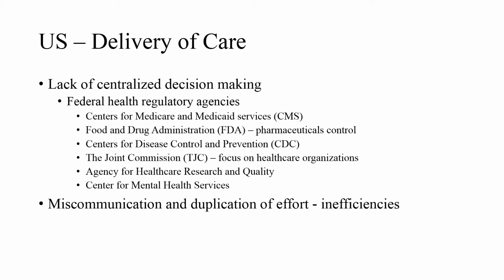I was talking about the U.S. delivery and its lack of centralization, so you'll have miscommunication. These are all the agencies that are involved, as opposed to having one government-run entity, regulated by the government. You have so many cooks in the kitchen, so there could be miscommunication and also inefficiencies.